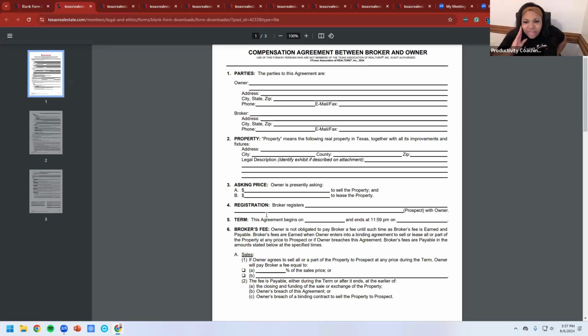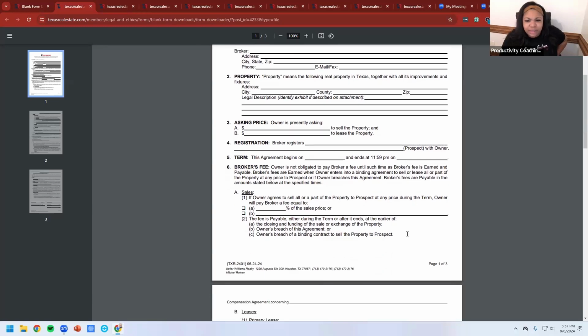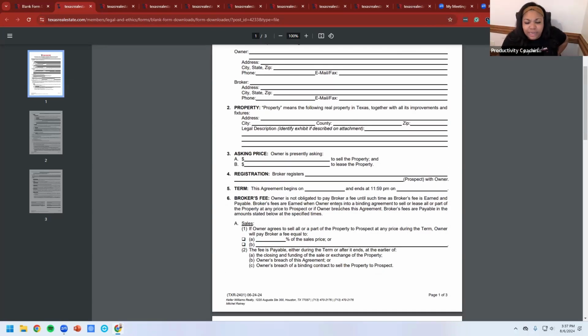I think this date here is between the buyer and the listing agent and the broker, not the buyer's agent and the broker. This one is the broker and the owner. Right, like it's a listing agreement without going on MLS. The buyer in their contract would just be a prospect named in this.